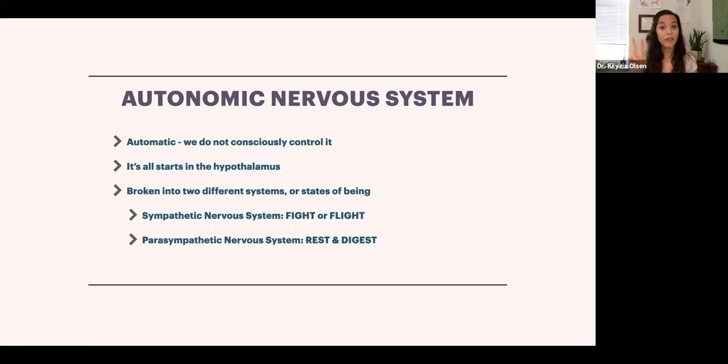And there's two different systems, which you probably have heard about: the sympathetic nervous system, or the fight or flight, and then the parasympathetic nervous system, which is the rest and digest. So it's one or the other. You are either in that sympathetic state or that parasympathetic state. And when you're in the stress response, you're in the sympathetic nervous system, that fight or flight response.